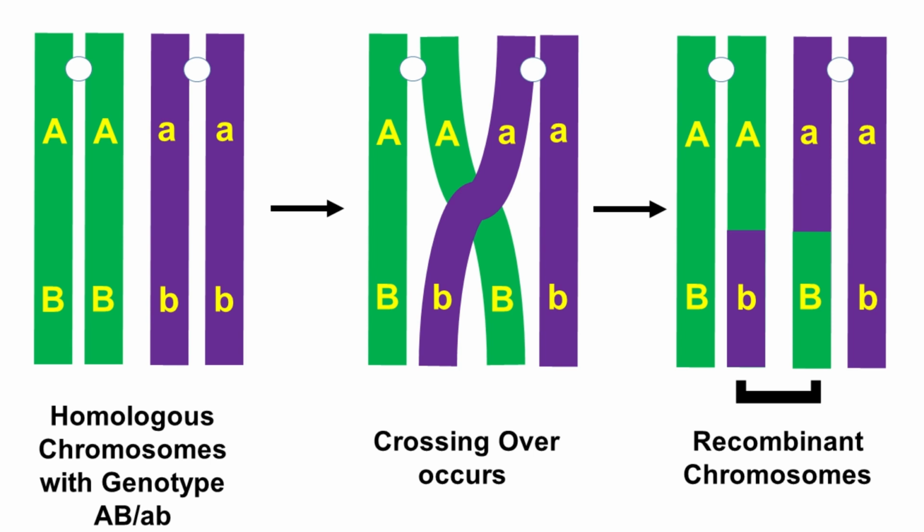At the left, we start with two homologous chromosomes, one set in green and one in purple. They're a matching pair, but with different genetic material, carrying a combination of dominant A and B genes on one chromosome and recessive a and b genes on the other. Now, in the middle of this diagram, things get interesting. We see that crossing over occurs.